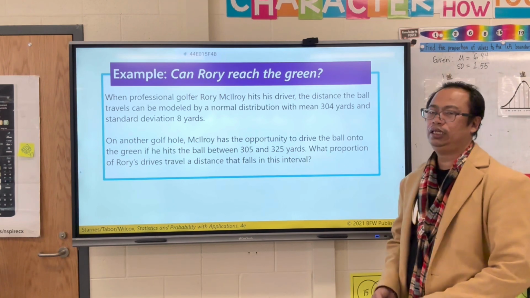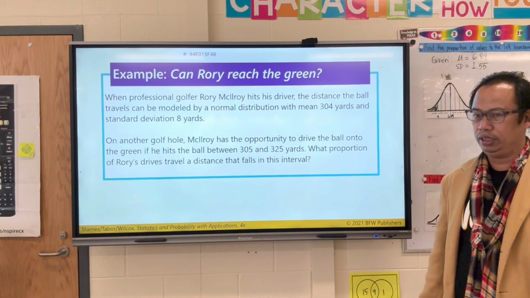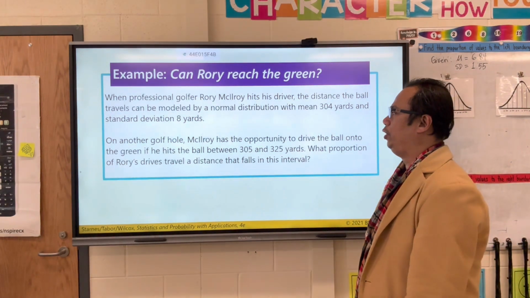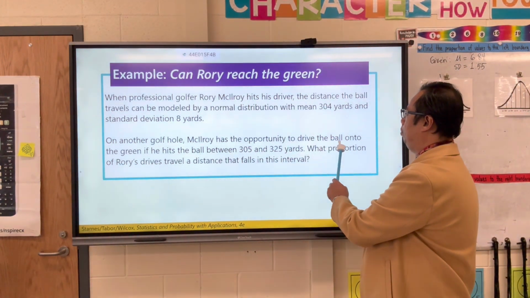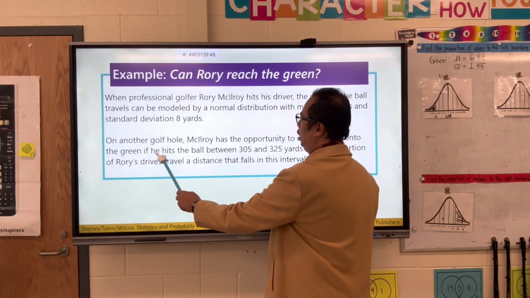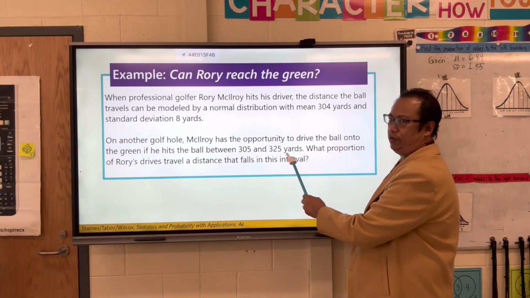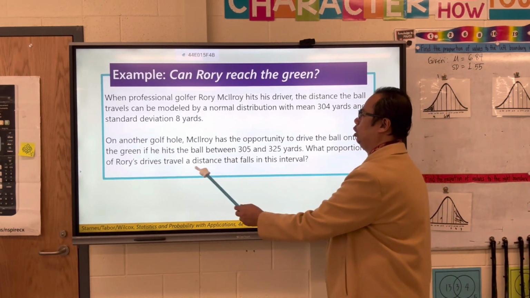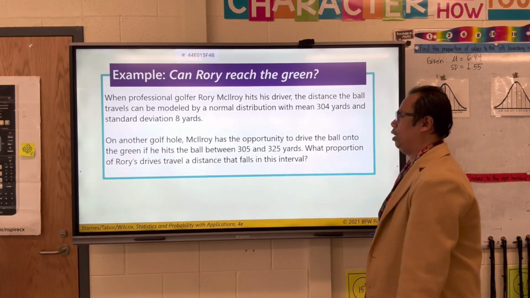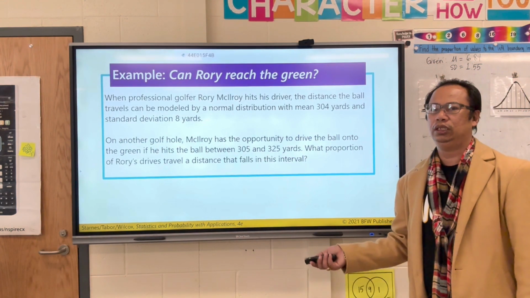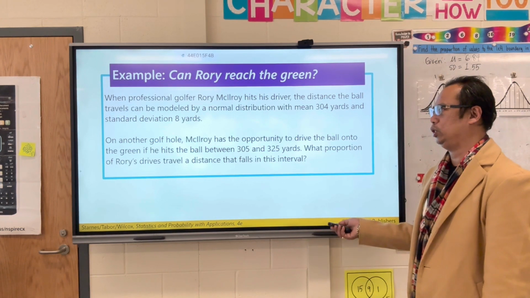Alright? This is another problem set for Rory McIlroy. Okay? So, on another golf hole, McIlroy has the opportunity to drive the ball onto the green if he hits the ball between 305 and 325 yards. What proportion of Rory's drives travel a distance that falls into this interval? So, we're going to look into how many percent we can get from this proportion.